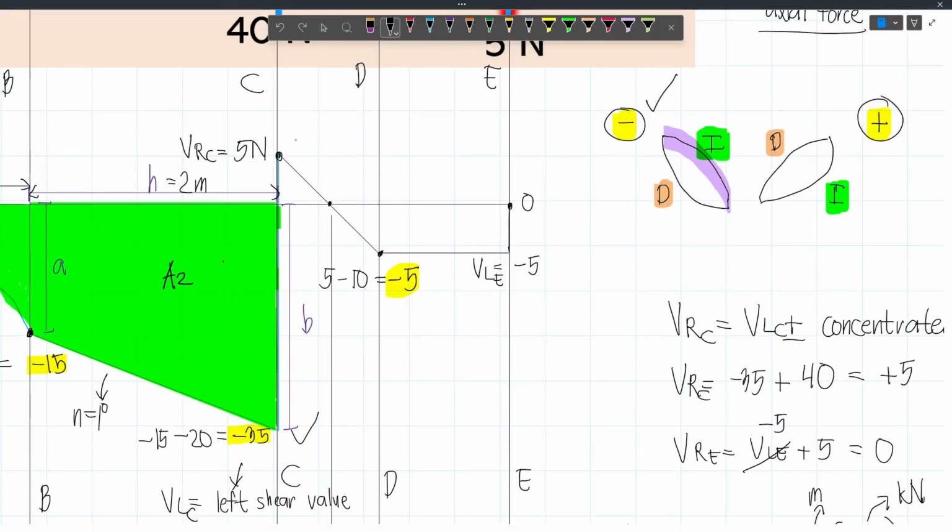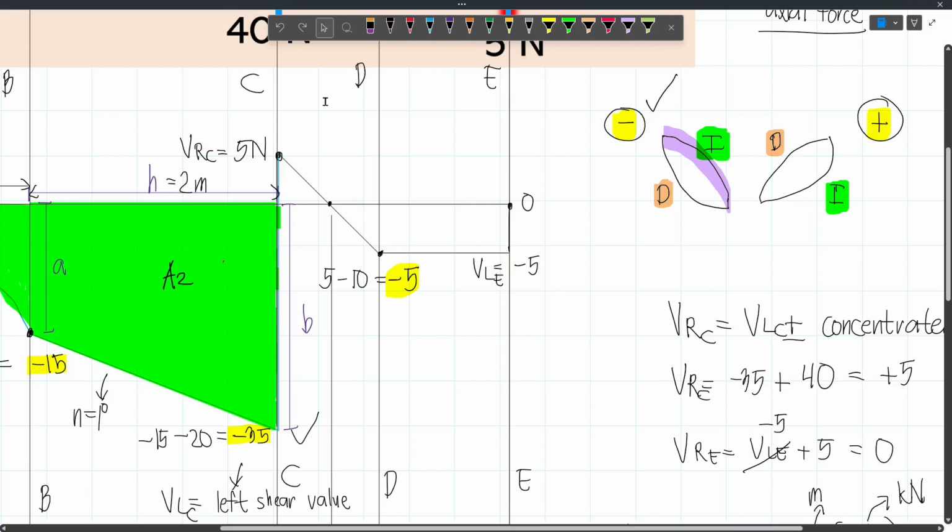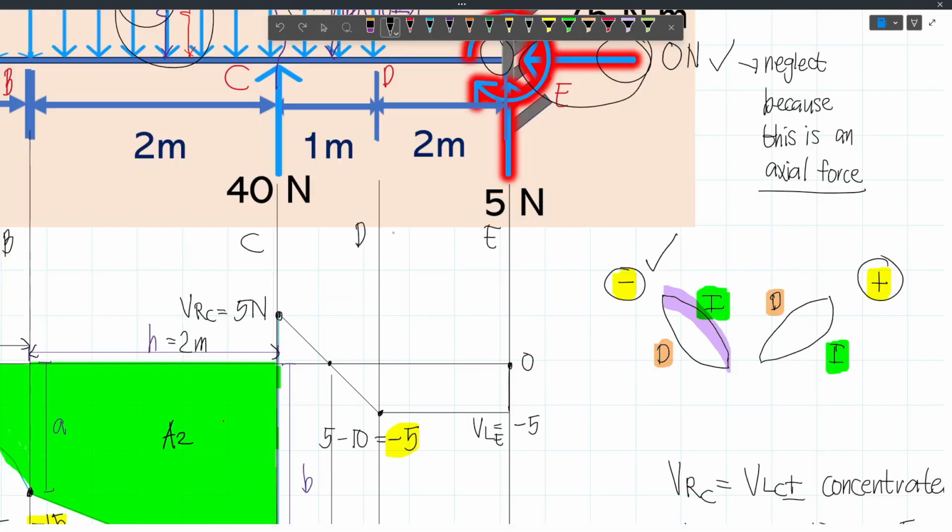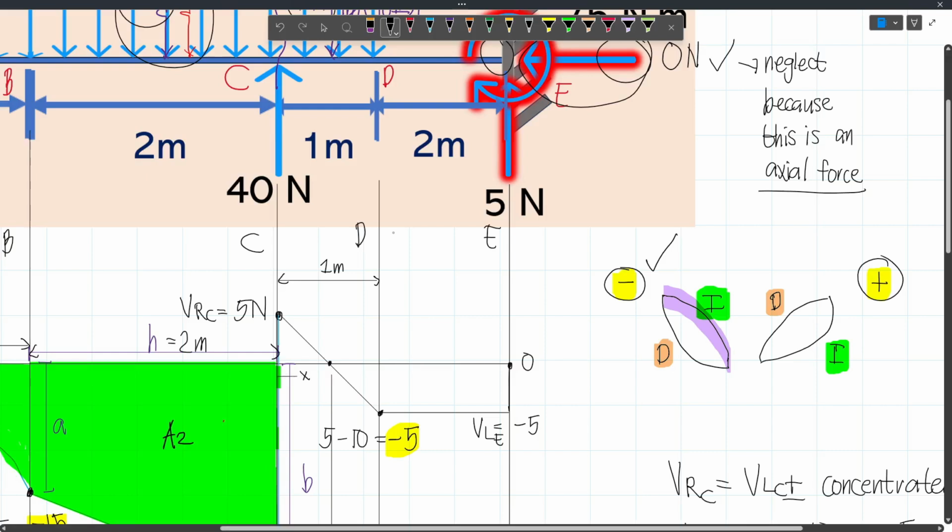Now we can get that distance by using ratio and proportion. We know that this whole distance is 1 meter. So let's label this one as x, from here to here. So let's say that's x. Now if this is x, then this is 1 minus x.